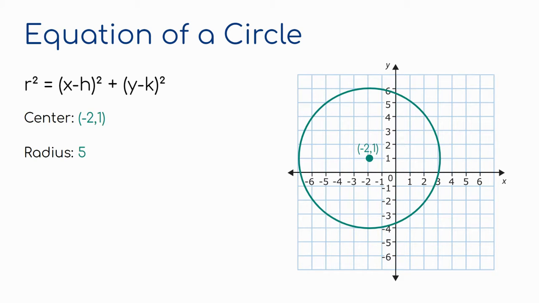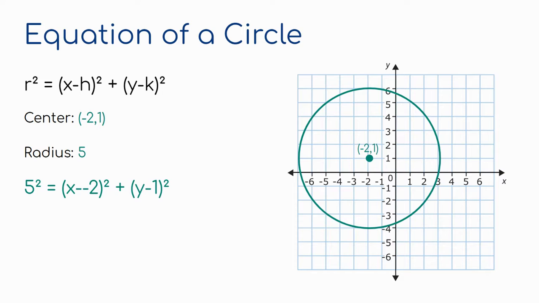So looking at our circle, our center is negative 2, 1, and our radius, if we were to count from the center out to a point on the circle, we would get 5. Then we plug those into our formula. So for r, we're going to plug in 5, and for h, we're going to plug in negative 2, and for k, we're going to plug in 1. So we get 5 squared equals x minus negative 2 squared plus y minus 1 squared.